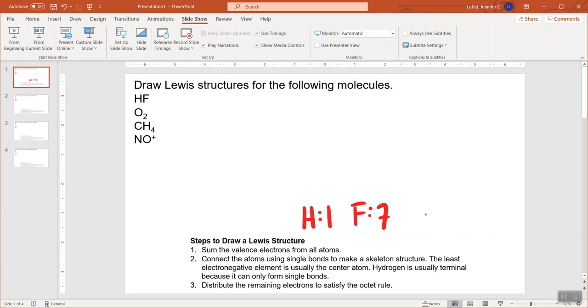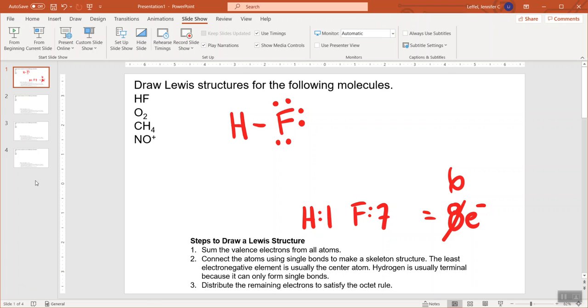So I have a total of 8 electrons here. I'm going to start just by connecting the hydrogen to the fluorine with a single bond. That's my skeleton structure. Of those 8 electrons, I've placed 2, so now I have 6 left. I'm just going to distribute those 6 around the fluorine. I don't need to distribute any around the hydrogen because hydrogen only needs 2 electrons to be stable, and those are in the bond. So I put those other 6 electrons around fluorine, and now fluorine is stable. It also has a full octet.